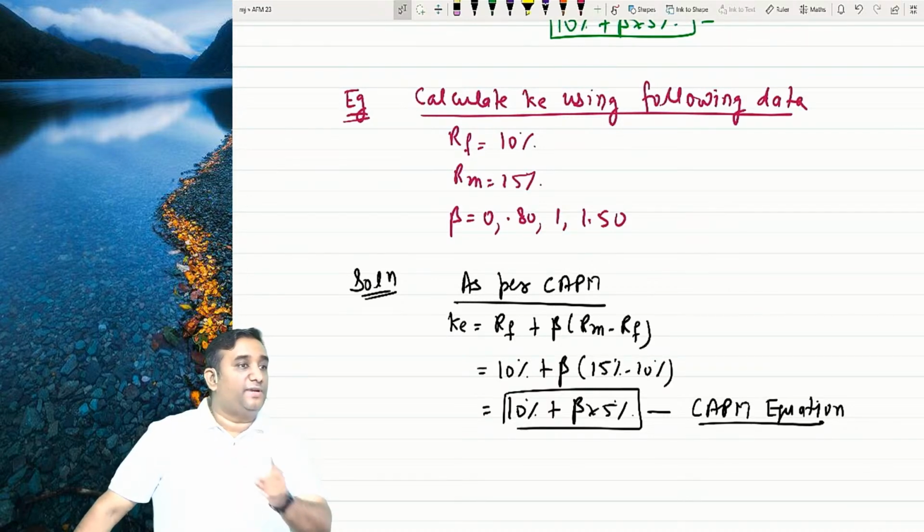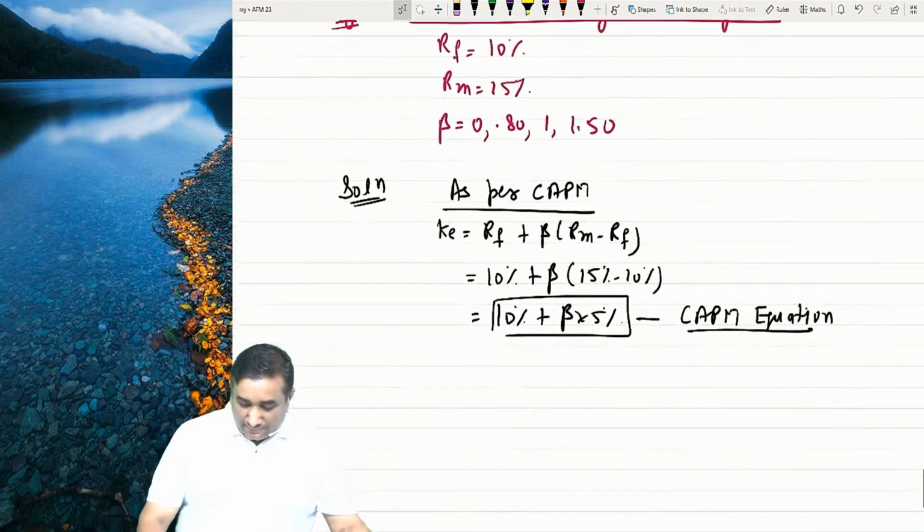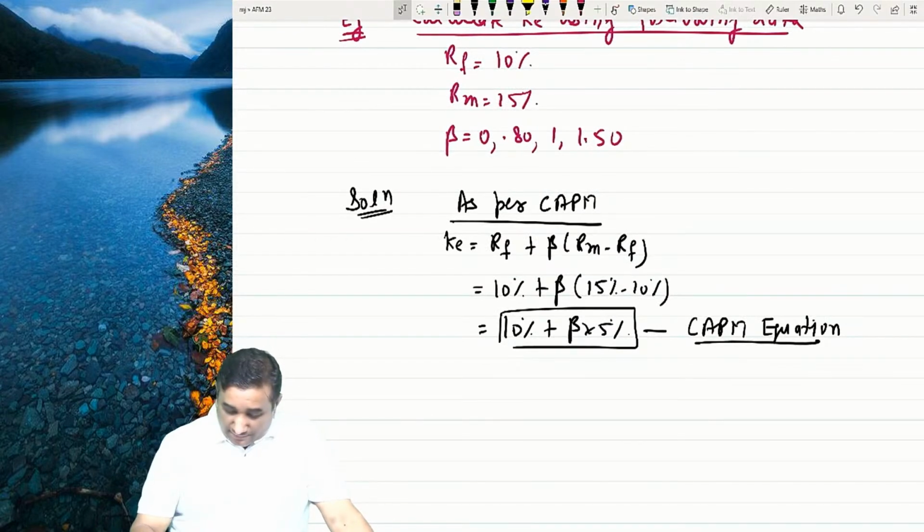If I invest in a company whose beta is 1, the return would be equal to 15. That means the market risk was 1, and the company also has a risk of 1, so the return would be the same as the market gives. And if I invest at 1.5, I am taking a higher risk, so the return would be higher. Now we only have to substitute the betas. Let's put down this first part.